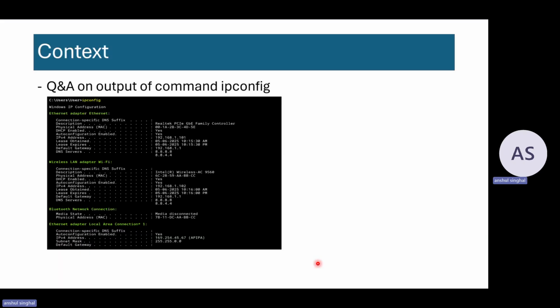So basically, if you remember from the previous video, we had a discussion about how to find an IP address in a given device, right? In that previous video, we basically saw that the ipconfig command can be used to know what the IP address of the system is, and the additional details which it provides. So we will just be going through some of the question and answers in this video.